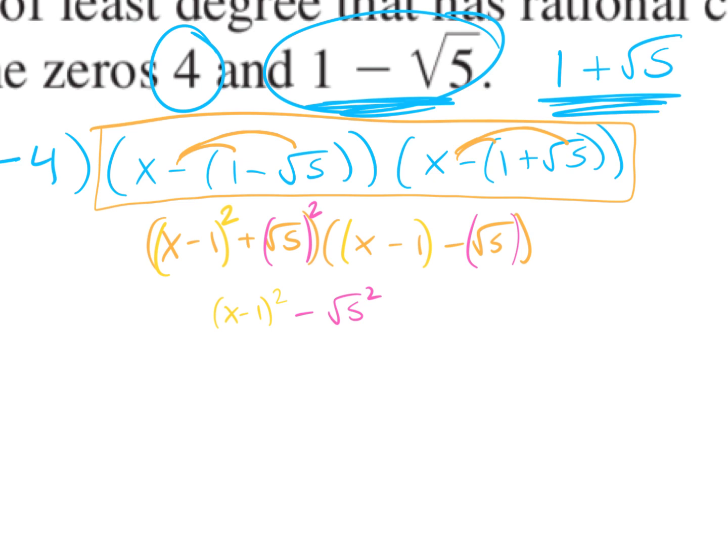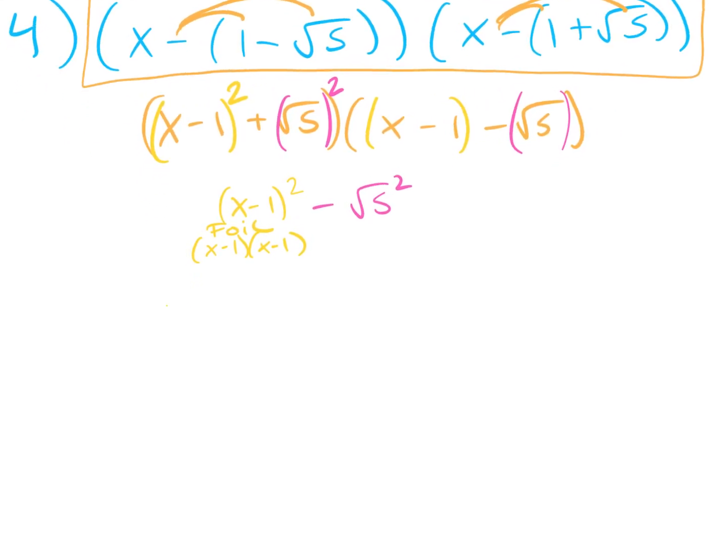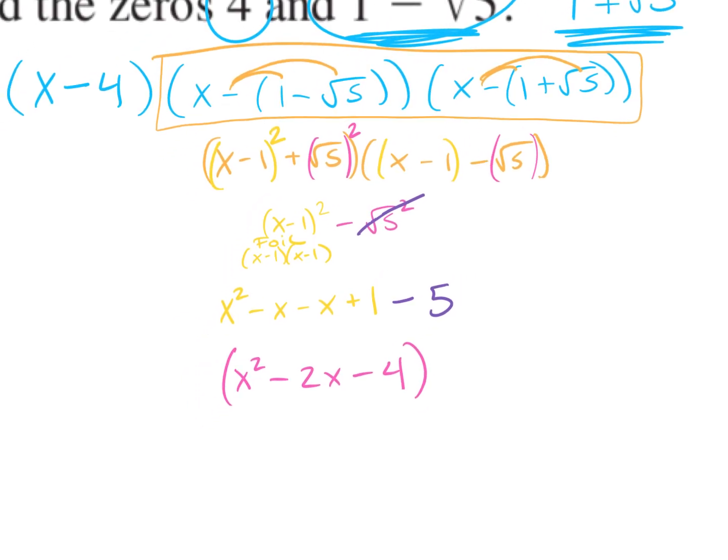How do I do x minus 1 squared? Write it twice and FOIL it out. So x minus 1 times x minus 1. We are FOILing. So this would be x squared minus 2x plus 1. And what is the square root of 5 squared? 5. The square root and the squared cancel, so it'll just be minus 5. We combine like terms. So I have x squared minus 2x minus 4. So that is the first part FOILed out.